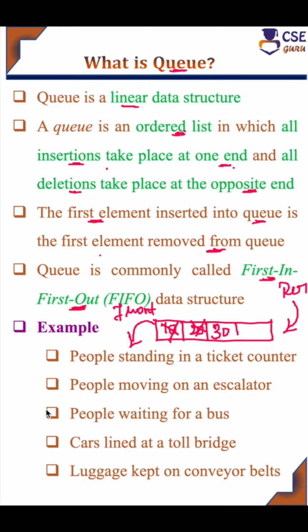The real-time example for queue data structure is people standing in a ticket counter, people entering into the ticket counter at one point and they will be removed from the ticket counter at the other end. Similarly, people moving on an escalator, people waiting for a bus, cars lined for a toll bridge for tickets, and luggage kept on a conveyor belt. These are all some real-time examples for queue data structure.